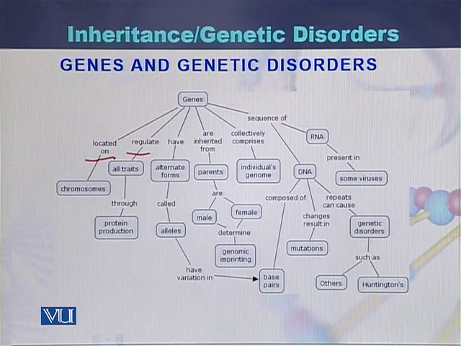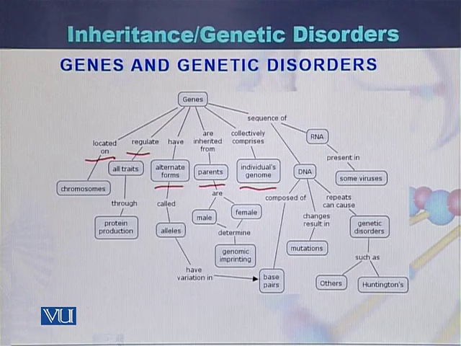Genes have alternative forms, allele 1, allele 2, allele 3. There can be multiple alleles. Genes are inherited from the parents. They transfer from parents to the offspring. Genes collectively comprise an individual's genome. So all the genes which are present in an individual, the combination of all the genes, is called the genome of that individual.